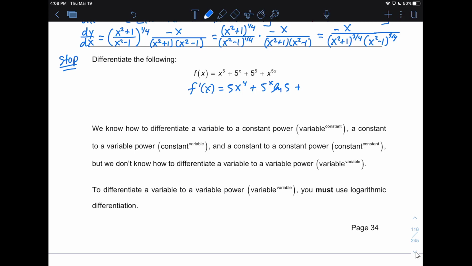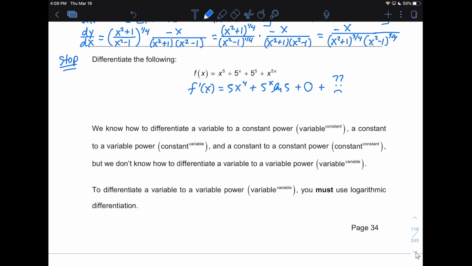The next term, 5 to the 5, that's a constant, so the derivative of 5 to the 5 would be 0. And then plus the last term is x to the 5x. So we have a variable to a variable power, and we don't know this one. So that's what we're going to be learning how to do next.